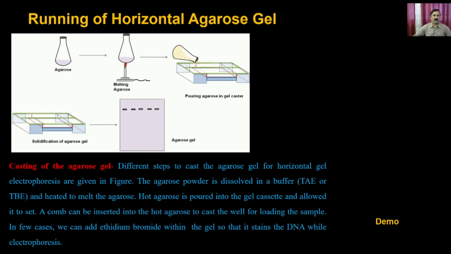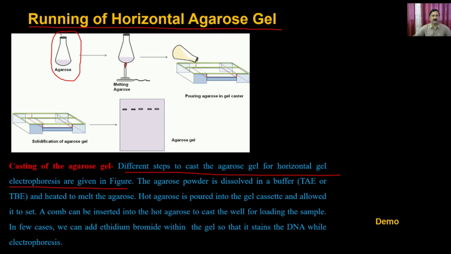So for running the horizontal gel electrophoresis, you might have to cast the gel. The different steps to cast the agarose gel for horizontal gel electrophoresis are given in this particular figure. So what you have to do is take an appropriate quantity of agarose powder, put it into a beaker along with the buffer, and then you heat it up. You can heat it either using the spirit lamp or you can use the microwave. Once the agarose is melted, then you can just pour it.